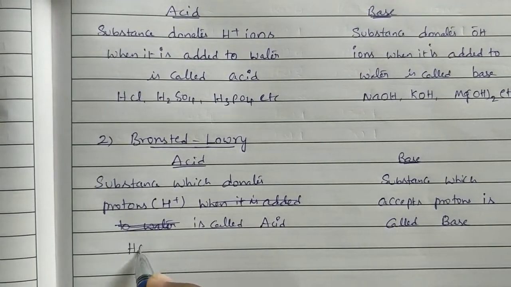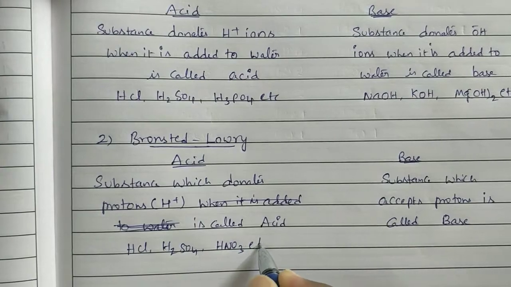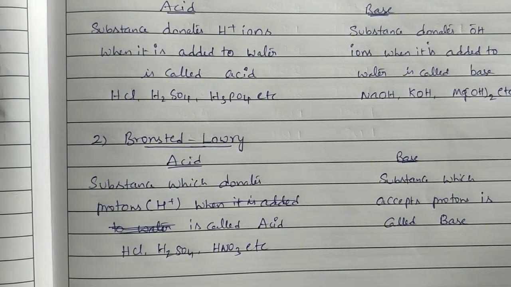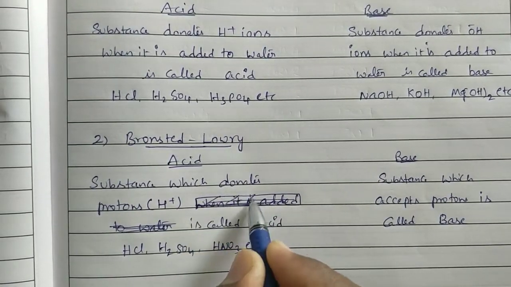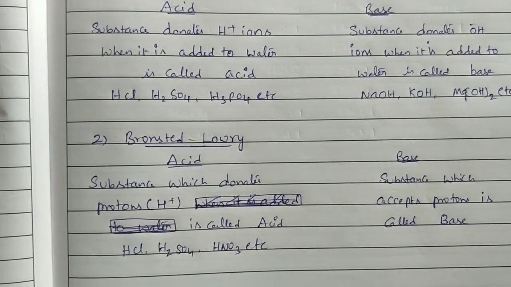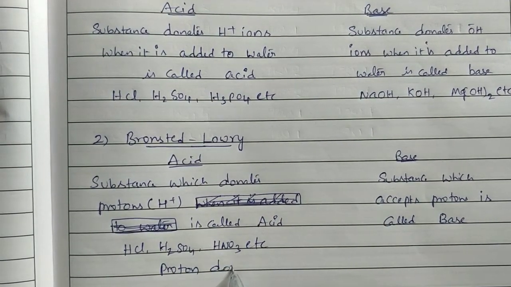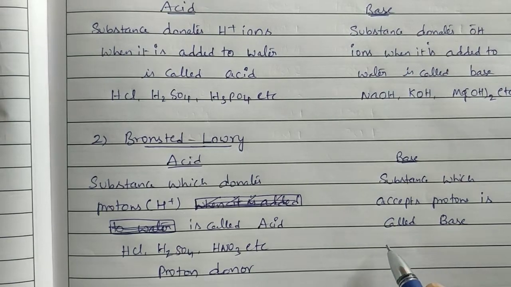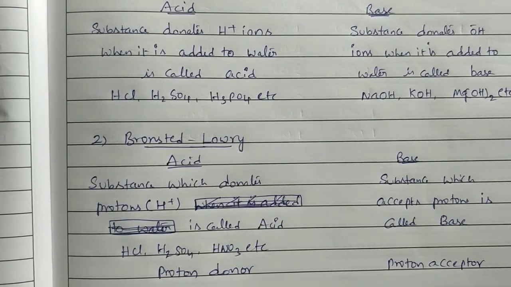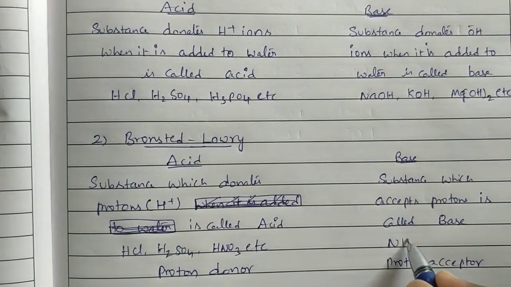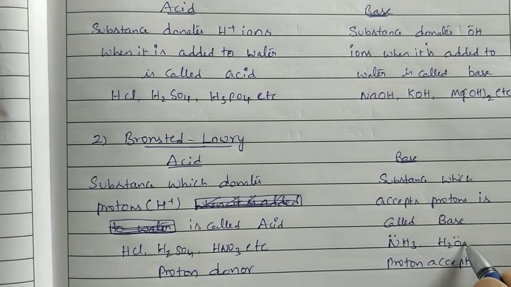For example, HCl, H2SO4, HNO3, these are all examples of proton donors. In simple terms we can write this one as proton donor, and this one as proton acceptor. What are the proton acceptors? NH3, H2O, etc.